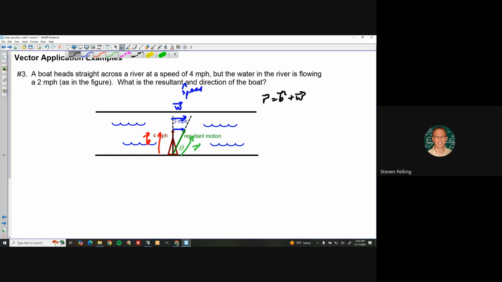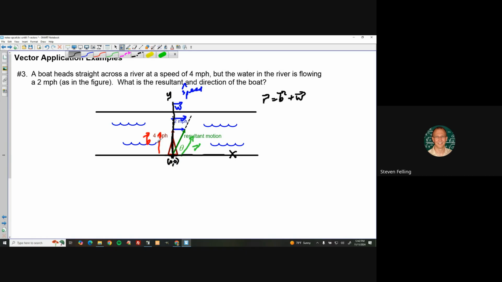Now, I'm going to show you 2 ways to do this, okay? For the boat, we could just go by inspection, well, first we're going to have to put a coordinate system on here. Let's define this to be x and this to be y, and the origin is the initial location of the boat. So that's 0, 0. Okay.